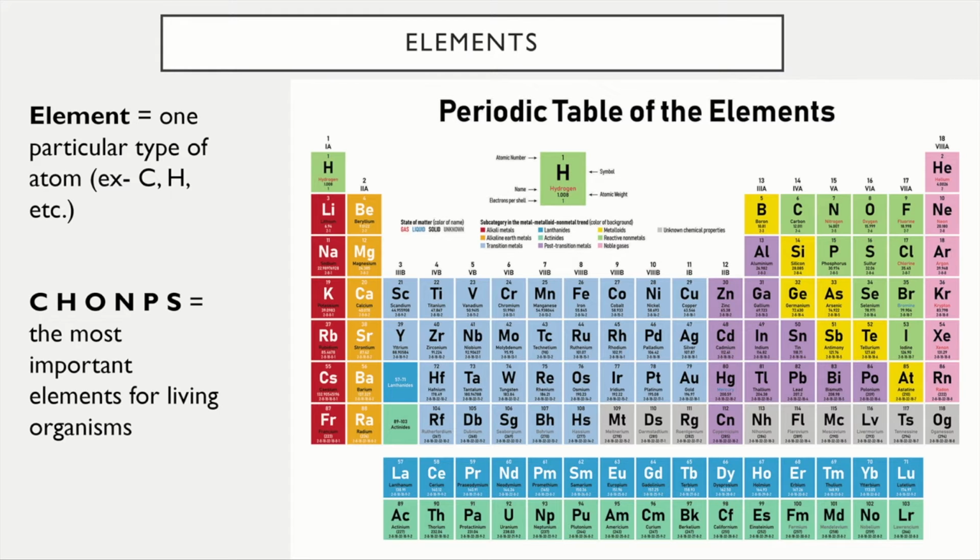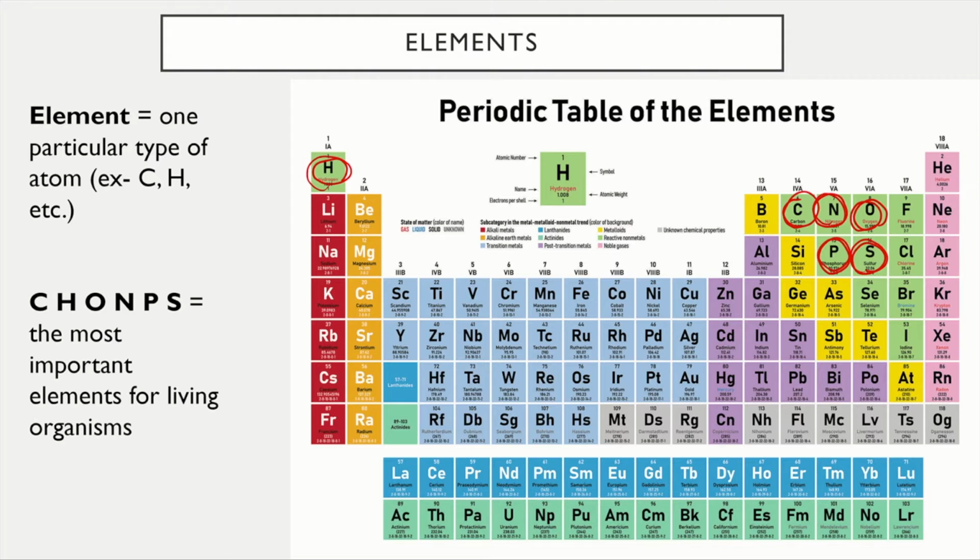Now, when we look at the periodic table of the elements, what actually is an element? Well, an element is just one specific type of atom. For example, carbon, hydrogen, etc. The elements we are most concerned with are going to be CHOMPs. So carbon, hydrogen, oxygen, nitrogen, phosphorus, and sulfur. So we use the acronym CHOMPs to help us remember these elements because these are the most important elements for living organisms.